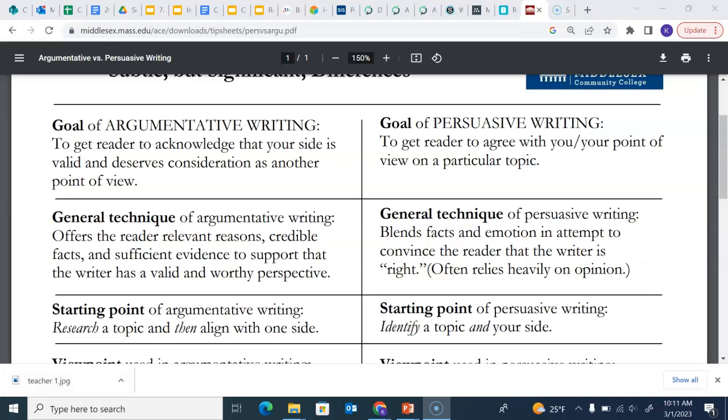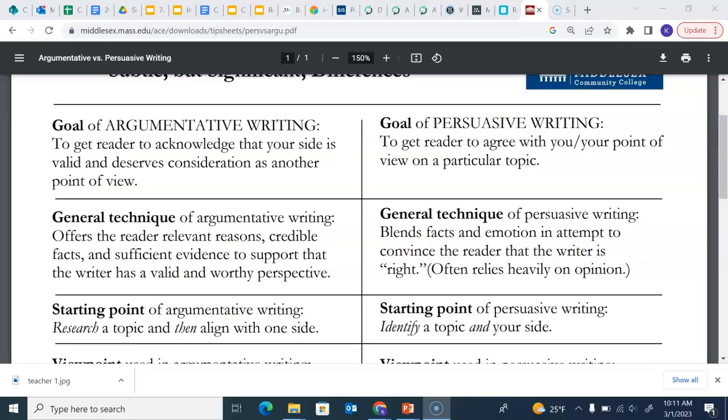So today, I really want us to walk away with an understanding of what argument or argumentative writing is, as well as the difference between argumentative writing and persuasive writing. So the first thing that we need to look at when we look at these two terms that are often used in place of one another, but they are different, similar but different.